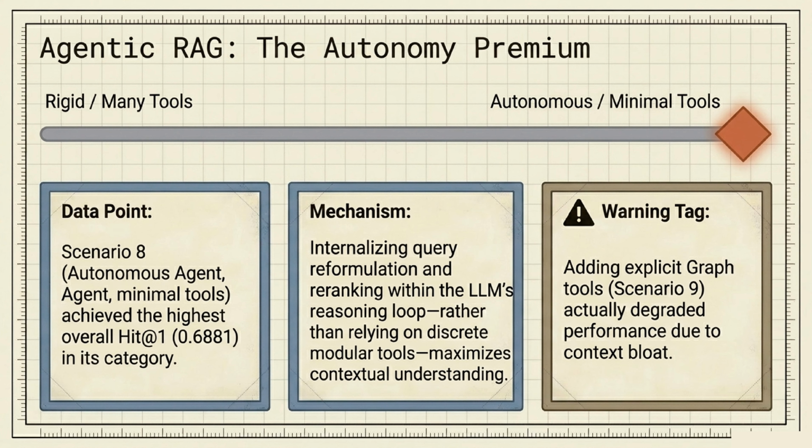Moving to Agentic RAG, we found an autonomy premium. Scenario 8, which used an autonomous agent with minimal tools, achieved the highest overall hit at one score in its category at 0.6881. Why? Because internalizing the query reformulation within the LLM's own reasoning loop maximizes contextual understanding better than using rigid, discrete tools. A quick warning though, adding explicit graph tools to agents actually degraded performance due to context bloat.